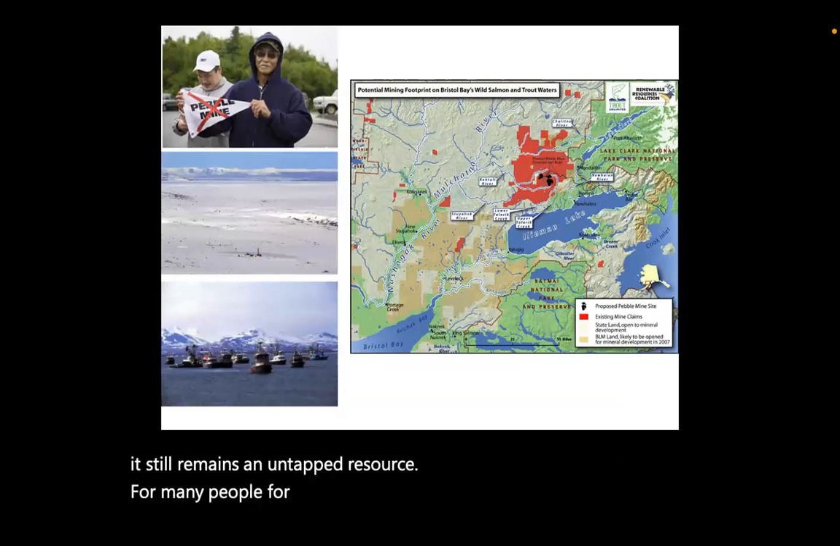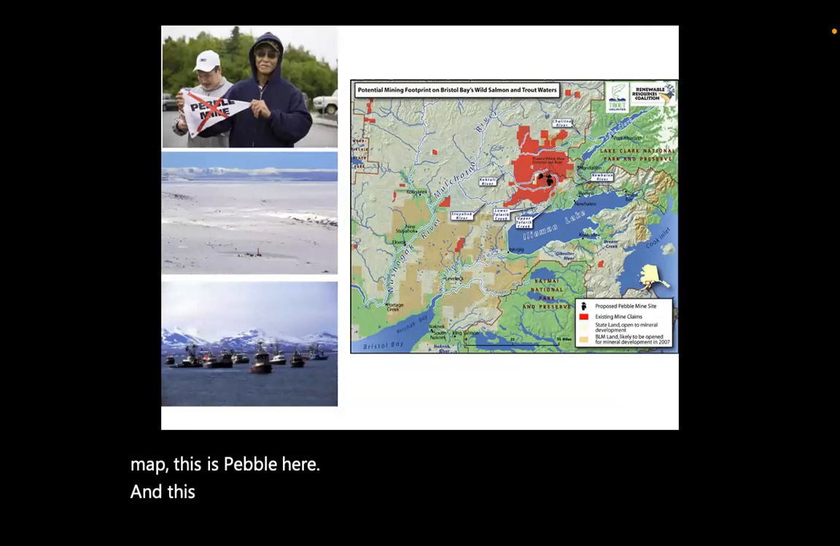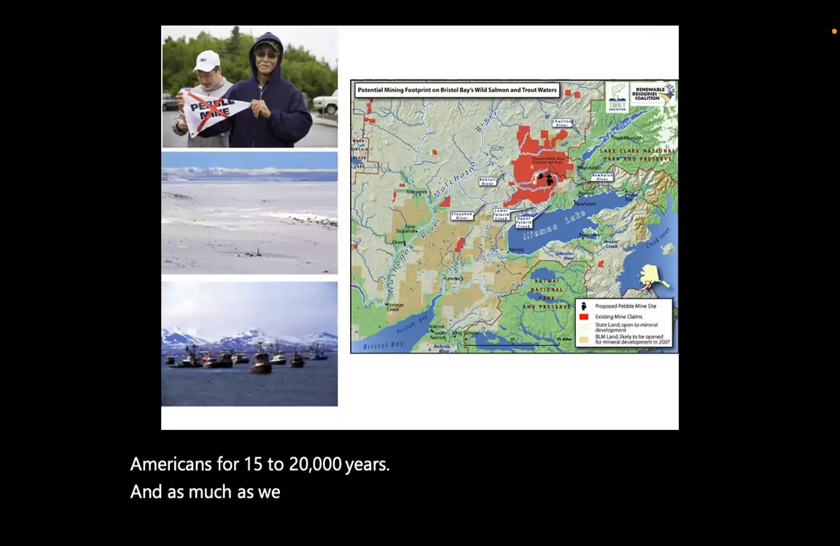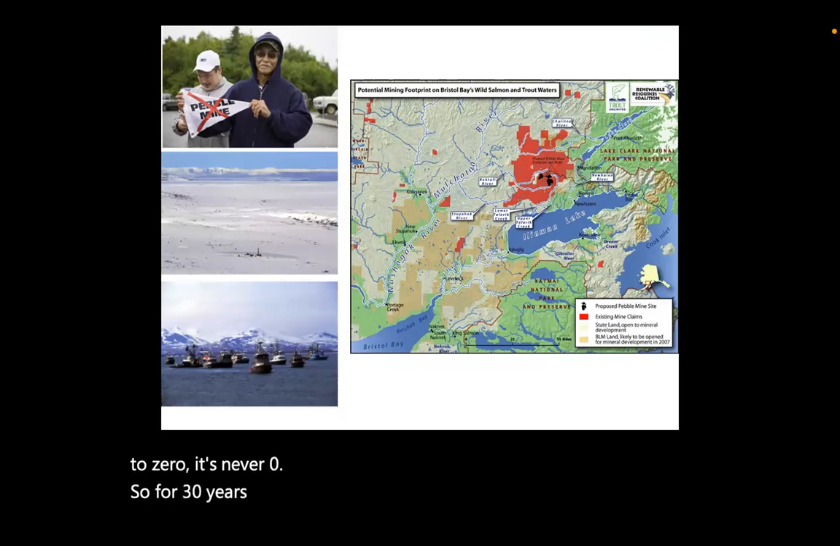but it still remains an untapped resource for many people for the right reasons. Because when you look at it on a map, this is Pebble here, and this is pristine salmon fisheries that have been fished by Native Americans for 15,000 to 20,000 years. And as much as we can engineer mines so that the risk of a failure is close to zero, it's never zero.